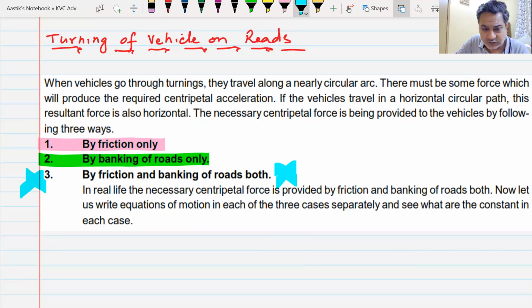Yes, sir. The third is of no use. Even if I tell you, it's of no use. If the question comes, you will not have sufficient time to solve it. And the question now doesn't come. I have not seen it. First one is turning by friction only.